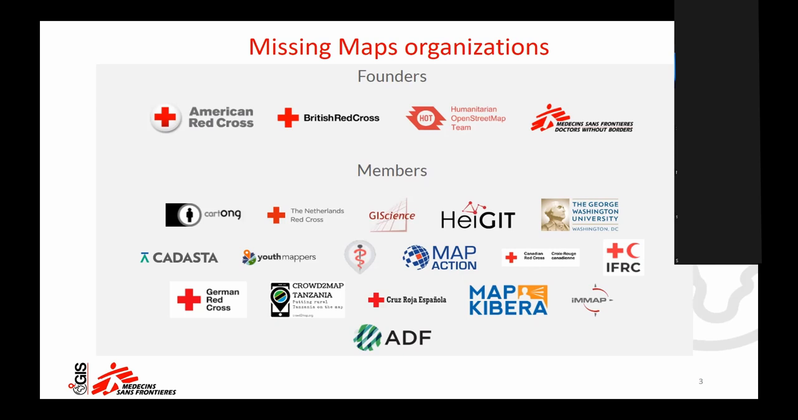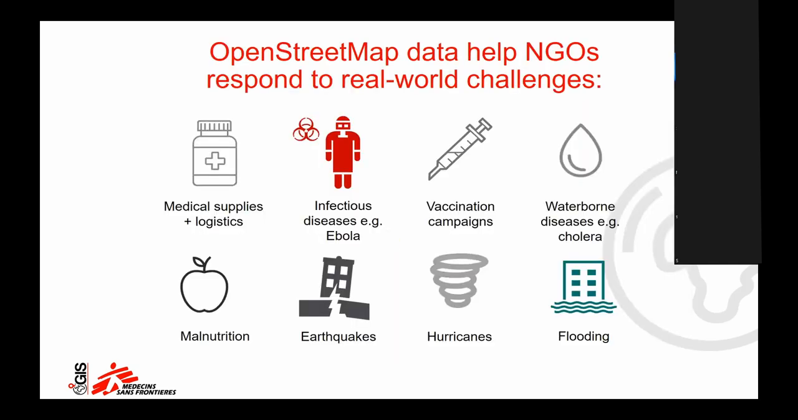The HIGIT is one of our closest partners, and they also teach courses in OpenStreetMap and in the use of humanitarian data in anticipatory action. The OpenStreetMap spatial data help NGOs like ours respond to real-world challenges, natural disasters like tornadoes or flooding or earthquakes. And in these cases, when the volunteers are mobilized, the area can be mapped within hours or within 2 days for our urgent medical projects, like for vaccination campaigns.